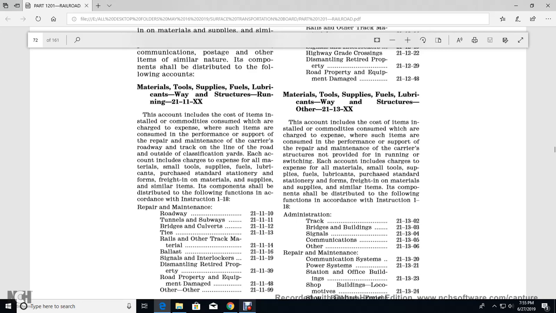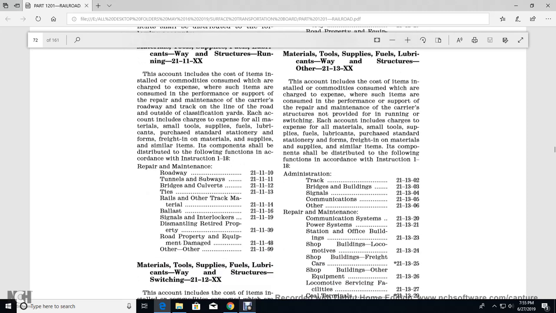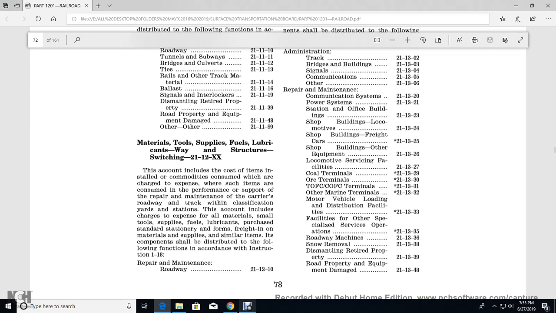Either the account includes the charge, the expense of all of the material, small tools, supply, fuel, lubricants, purchase standard stationery form, freight, and on the material supply with the similar items and components distributed to the following function that corners with the instruction: repair, maintenance, roadway, tunnel, subways, bridges, culvert, ties, road, other track materials, ballast, signals, interlocking, dismantled, retired property, road property, equipment, and other maintenance materials, tools, supply, fuel, lubricant, weighing, and structure switching 2112XX.